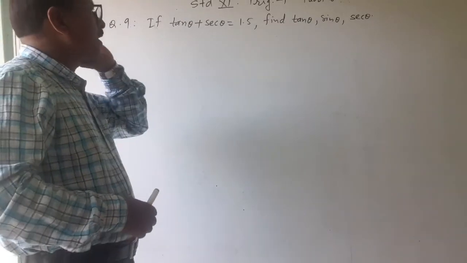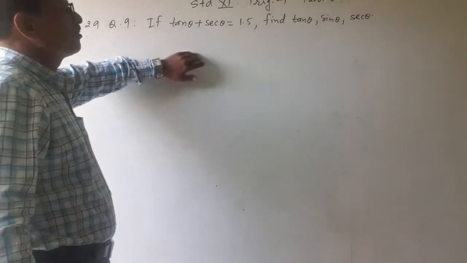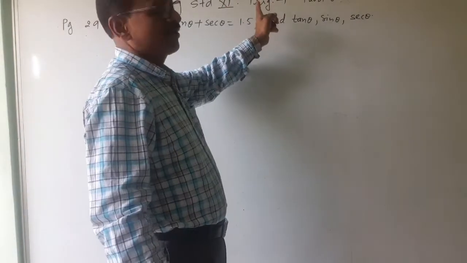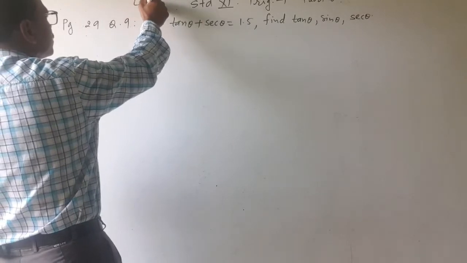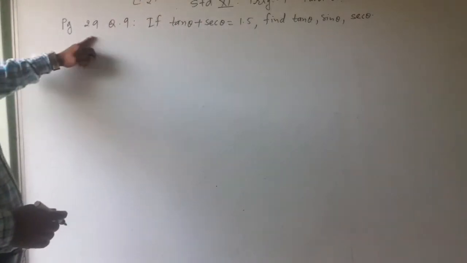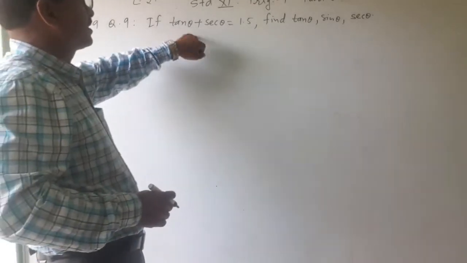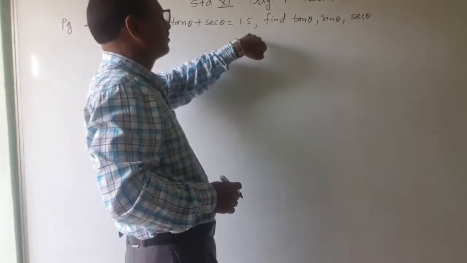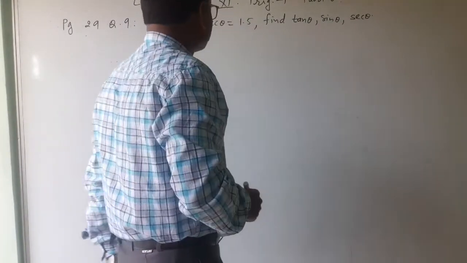So standard 11, we will come back to part 6, Trigonometry 1, lesson number 2, which is still going on. Page number 29, there is one example, a very important question. If tan theta plus sec theta is equal to 1.5, then find tan theta, sin theta and sec theta.